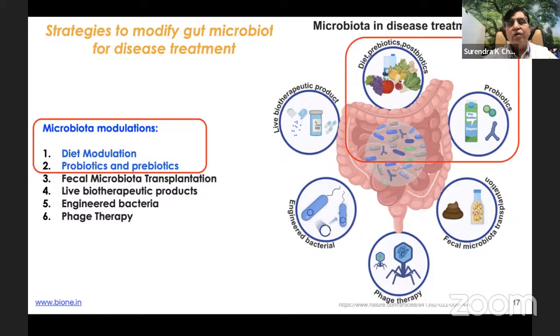I'll explain one more point here: each person has a unique microbiome composition, so they do not have a similar impact on the whole organ system. In an earlier slide, we saw that some people have more effect on the pancreas, so they develop diabetes. Some have more effect on the heart, so they have cholesterol or atherosclerosis or another heart-related disease.